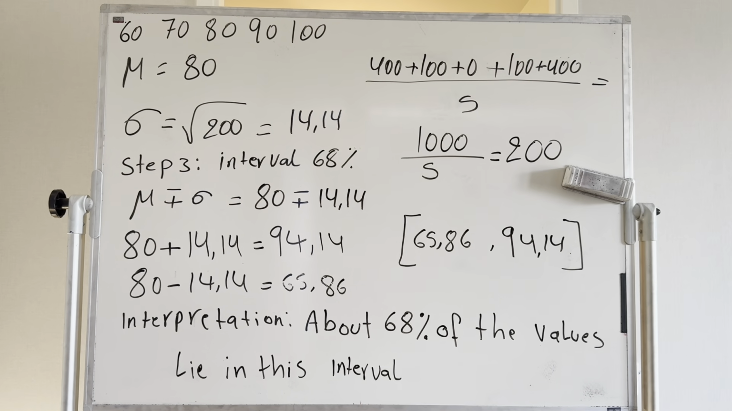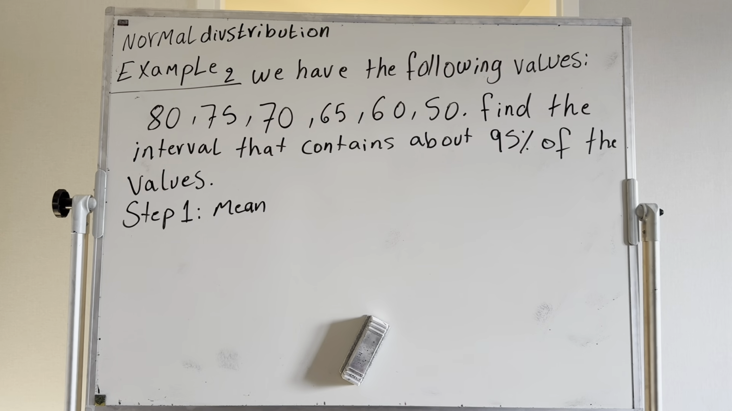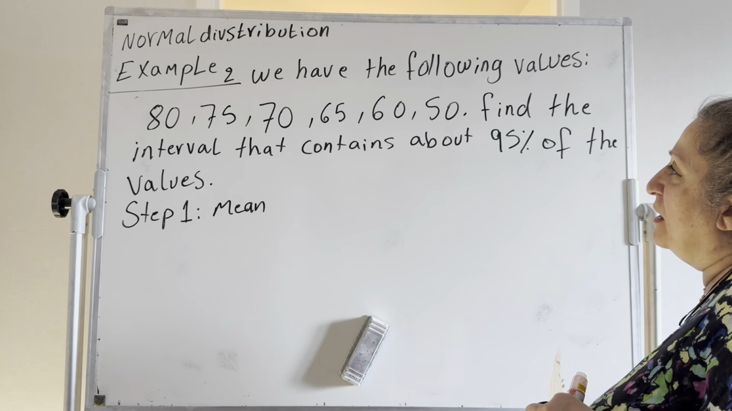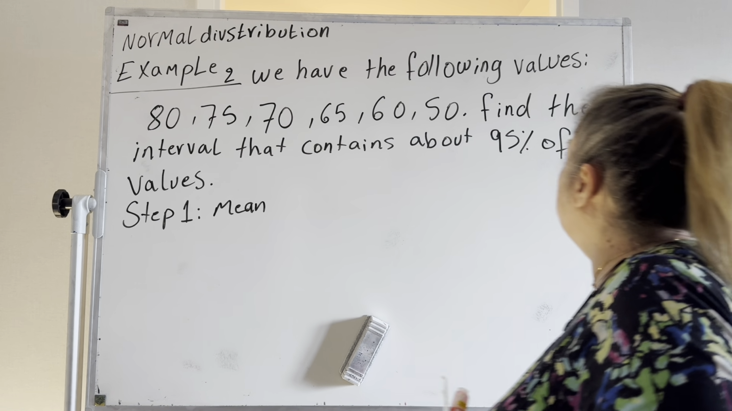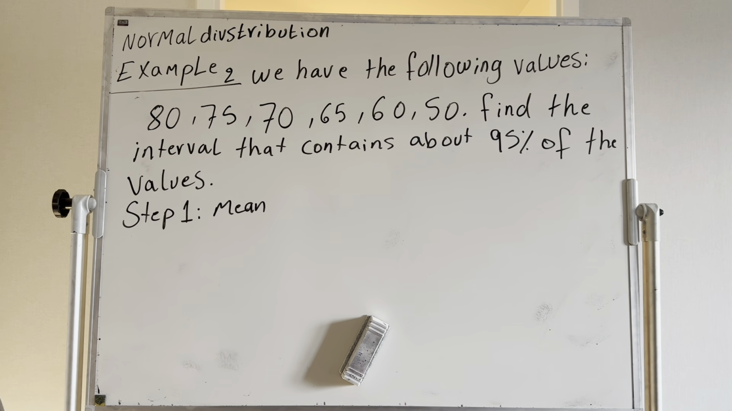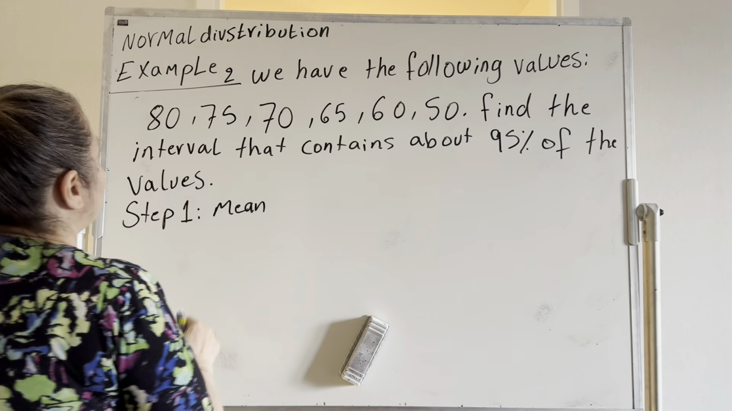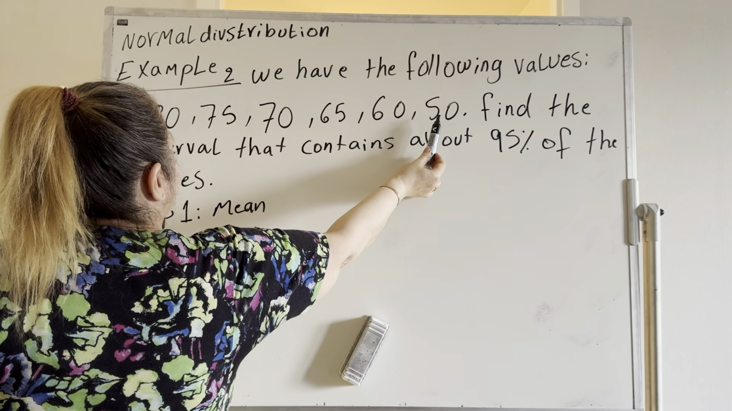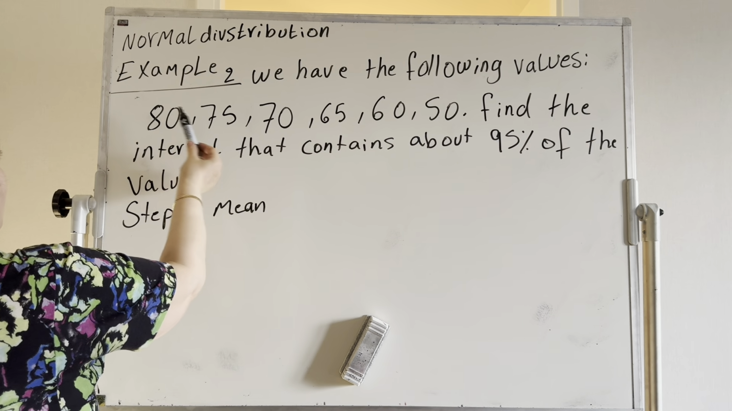Example 2. We have the following values: 80, 75, 70, 65, 60, 50. Find the interval that contains about 95% of the values. The first step, I will calculate the mean. For the mean, I add all the values divided by how many values I have. 1, 2, 3, 4, 5, 6.